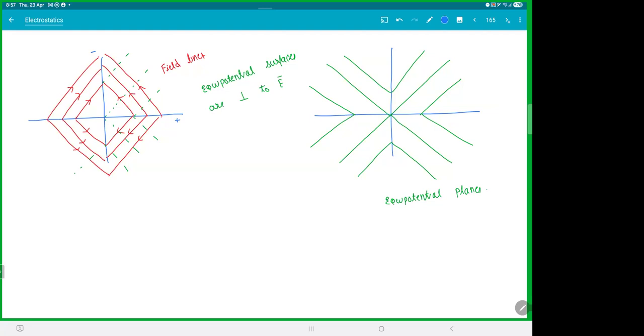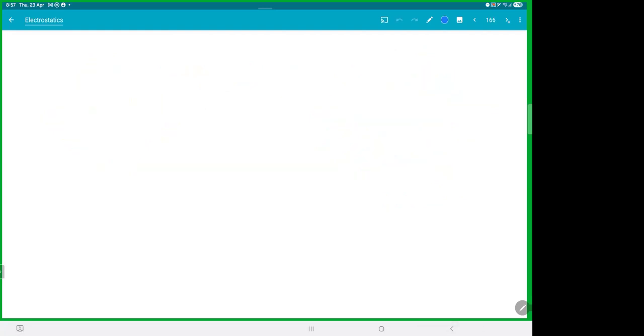Works. Next thing, the dipole. Now, till now, whatever I did, everything was there in gravitation also. Now, dipole is unique. This is not there in gravity. So this is completely different.